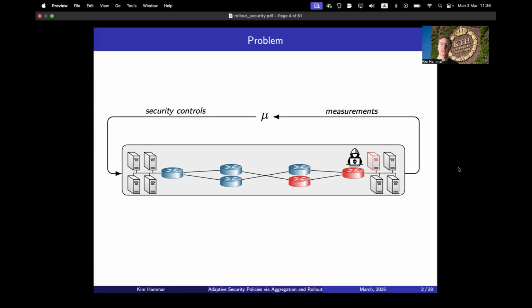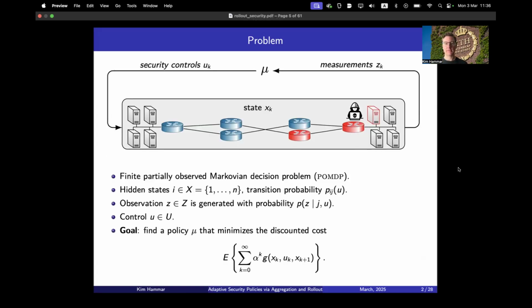Conceptually, you can think about this problem as a POMDP, where we have a system state X, we have an observation Z, and we have a control U. And the problem is to find a security policy mu that minimizes the expected cost.